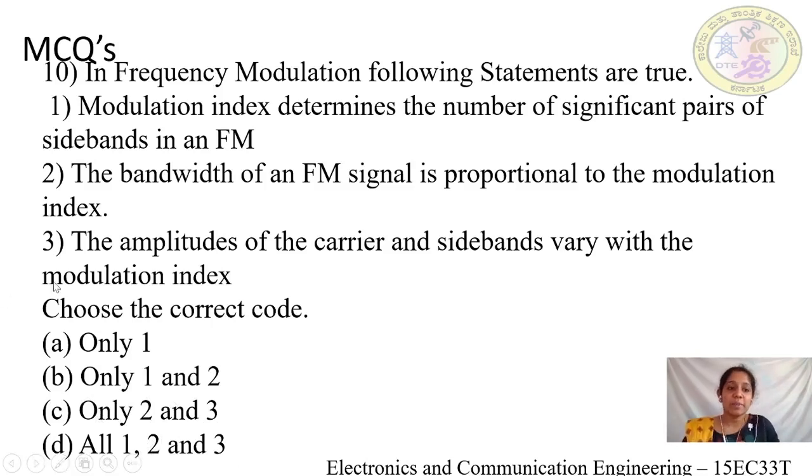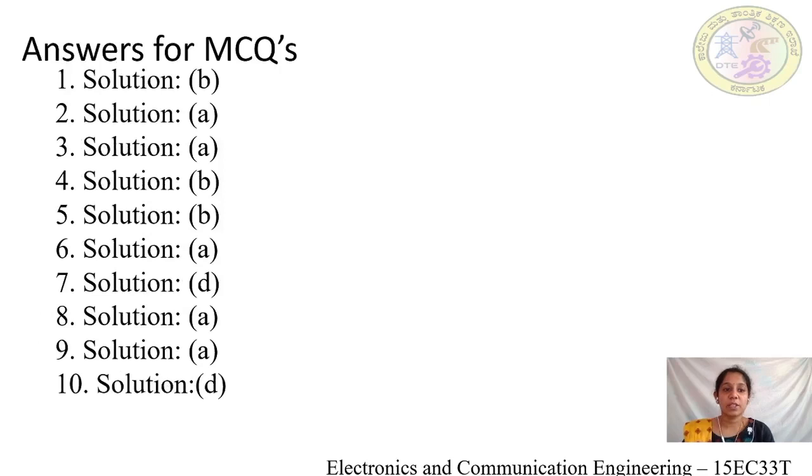So what have they asked? In frequency modulation, the following statements are true. Modulation index determines the number of significant pairs of sidebands in an FM. Yes, it determines the number of significant sidebands. The bandwidth of an FM signal is proportional to the modulation index. Yes, bandwidth is proportional to the modulation index. The amplitudes of the carriers and sidebands vary with the modulation index. Yes, it varies. So option D is the correct answer. All 1, 2 and 3 are true. These are the solutions for the MCQs.